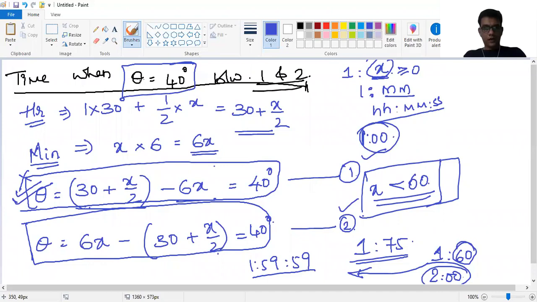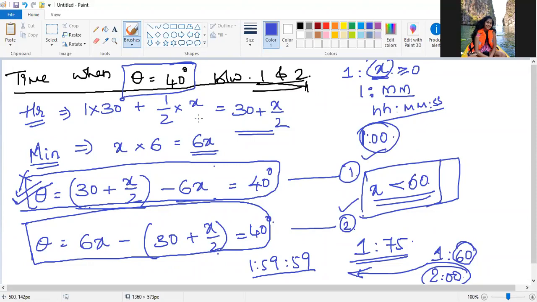Okay, so when the angle is 40 degrees between 1 and 2, let me check whether everything is right in this case. The hour hand is half of x. You solve the equations, you get x is equal to 20 by 11 and x is equal to 100 by 11. There's no way you can get a negative value here. So how did she get a negative value for x?